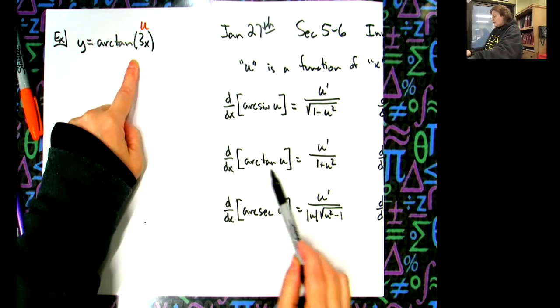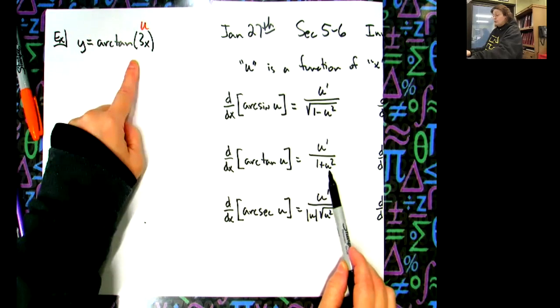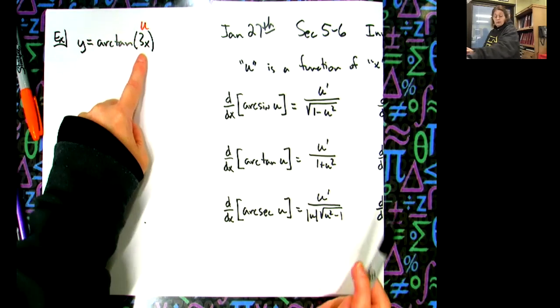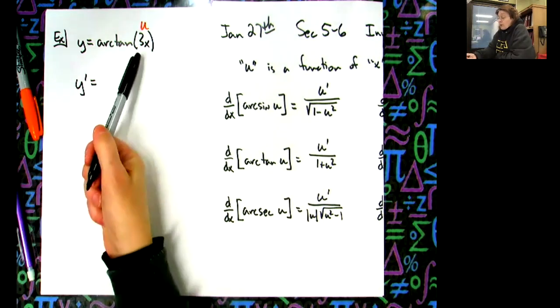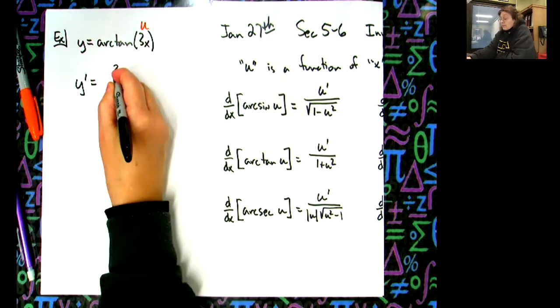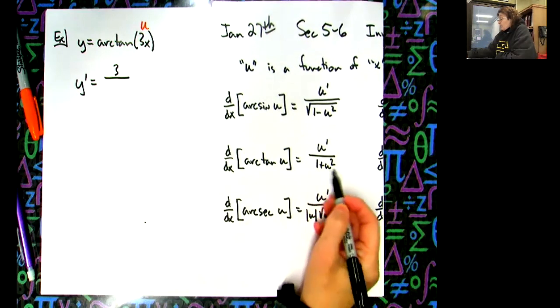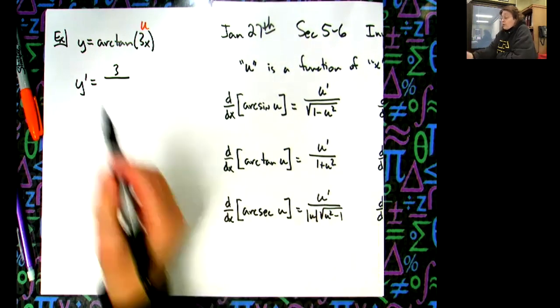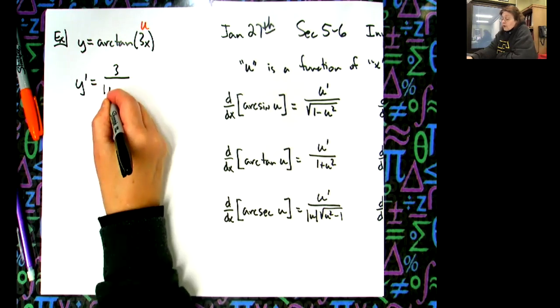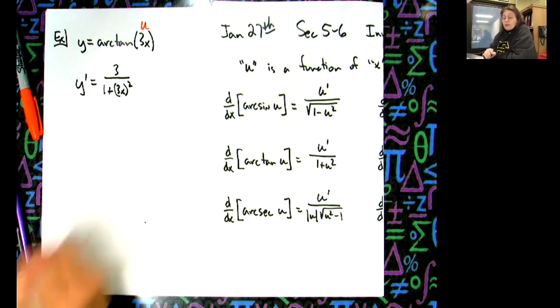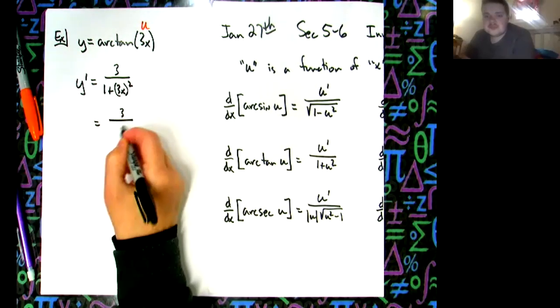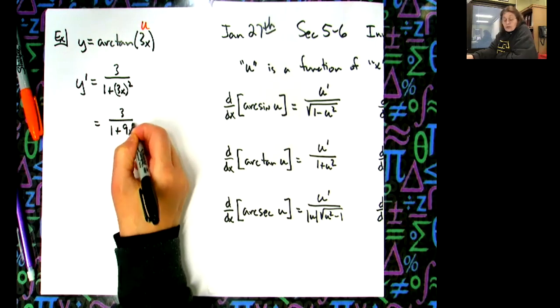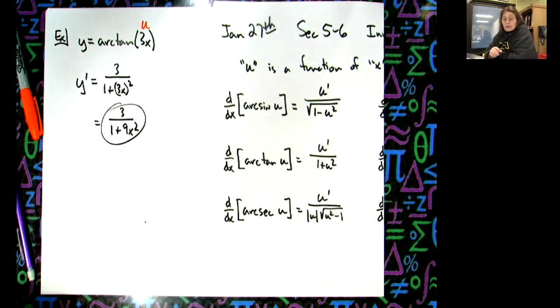So here it is. It's u prime over 1 plus u squared. If this is my u, I'm just going to implement that formula. So u prime, derivative of 3x, is 3. Then the bottom is 1 plus u squared. My u is that 3x, so I'm going to have 1 plus the quantity 3x squared. I'm showing an extra step here which I wouldn't really need. 3 over 1 plus 9x squared. Okay, so straightforward. We will do several that are just plain straightforward.